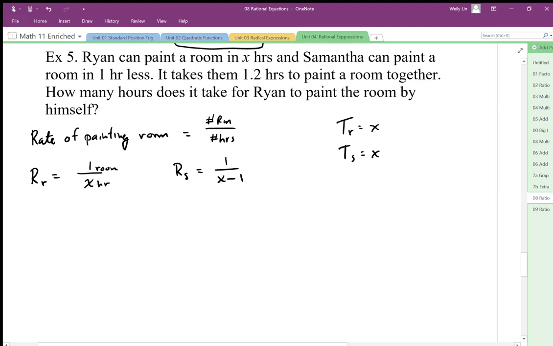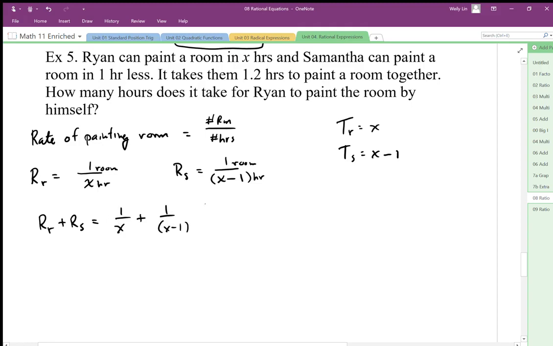Samantha took less time, so she was minus 1. She's faster, so this is 1 room in x minus 1 hours. Their rates together, we're going to add them together. Rate Ryan plus rate Samantha is going to be 1 room for x hours plus 1 room for x minus 1 hours. We are allowed to add their rates together, their speeds, because that will determine how fast they're doing the room together.